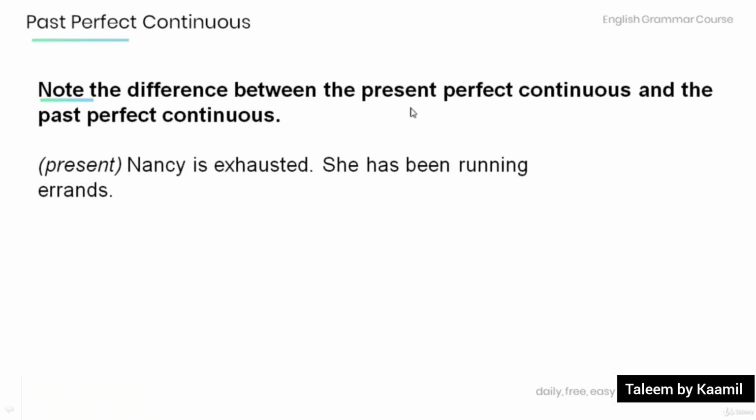Note the difference between the present perfect continuous and the past perfect continuous. Now this sentence is in the present perfect continuous. Nancy is exhausted. She has been running errands. Now provide the past perfect continuous of the sentence.